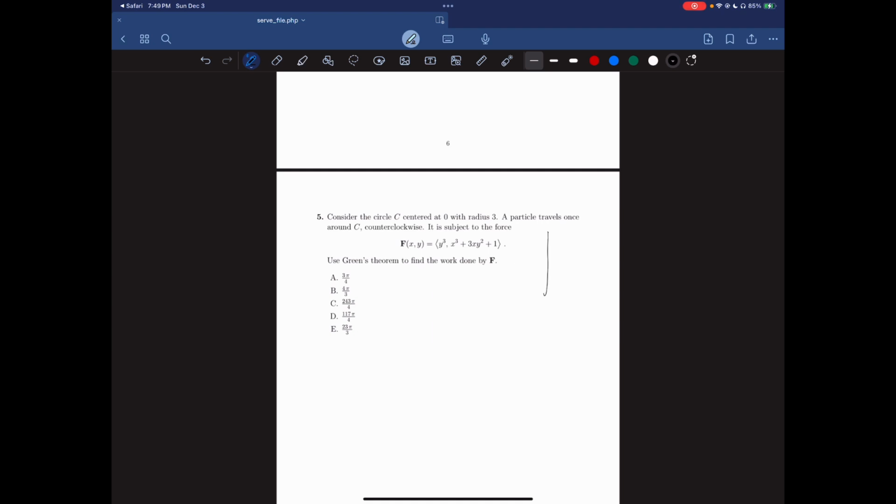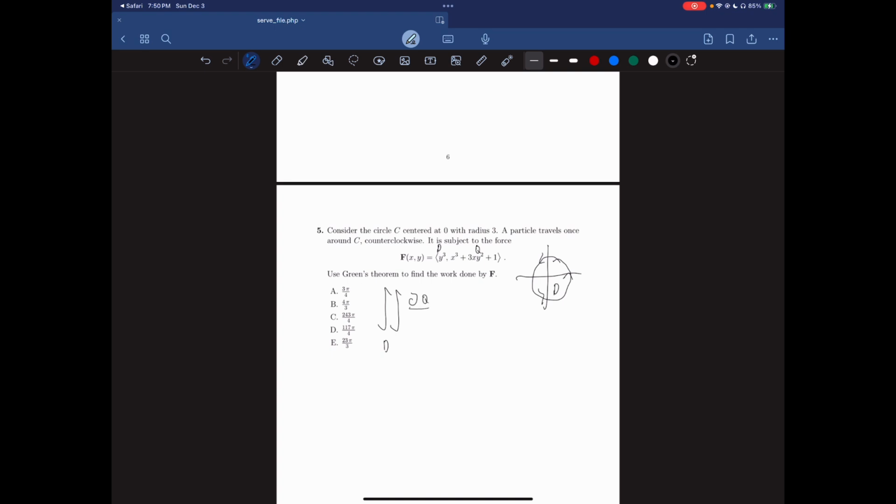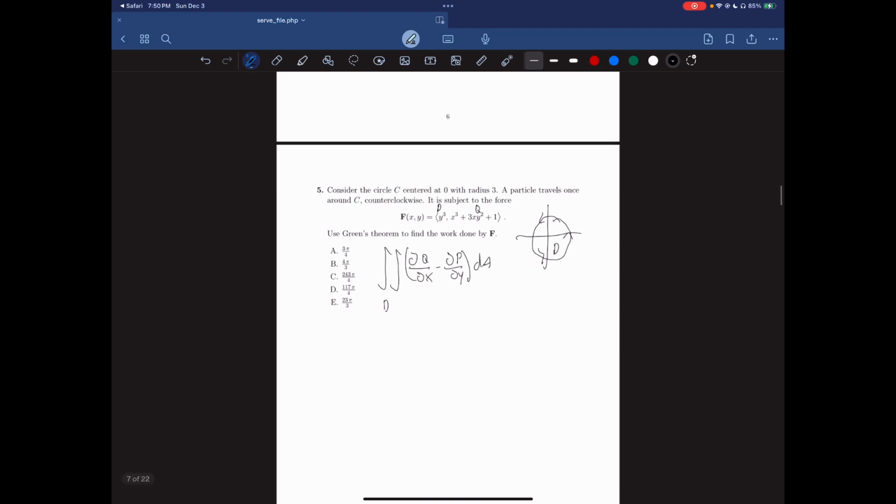If we graph it, it's just going to be some sort of circle like this. And good thing it's counterclockwise, because Green's theorem says it should be counterclockwise. If we call this component P and this component Q, we're looking for the double integral over the region D of ∂Q/∂x minus ∂P/∂y dA.